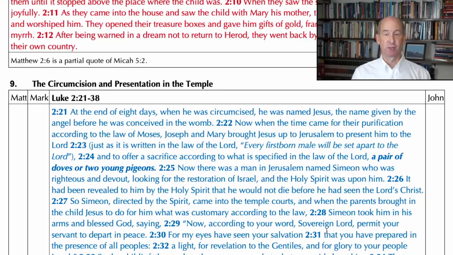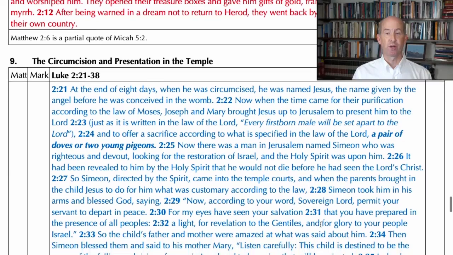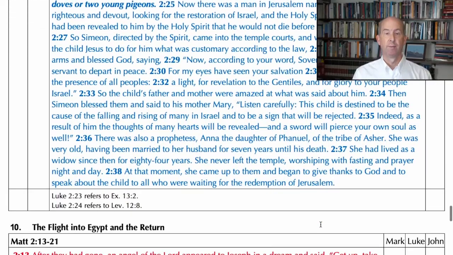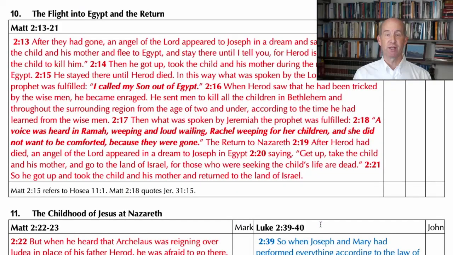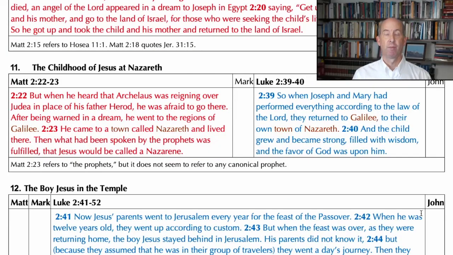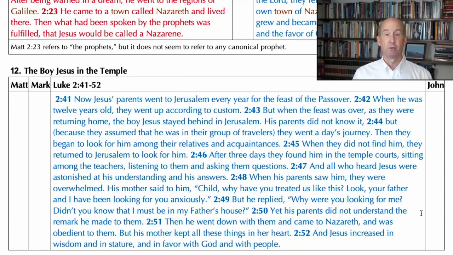Luke has Jesus being circumcised on the 8th day and presented at the temple on his 40th day. Matthew omits that. Matthew has the flight into Egypt where Jesus, Mary, and Joseph have to flee the persecution of Herod. They both have different accounts of how the family ends up back in Galilee. Luke fast forwards to when Jesus is 12 and the family visits Jerusalem and they find Jesus in the temple when they've lost him for a few days.